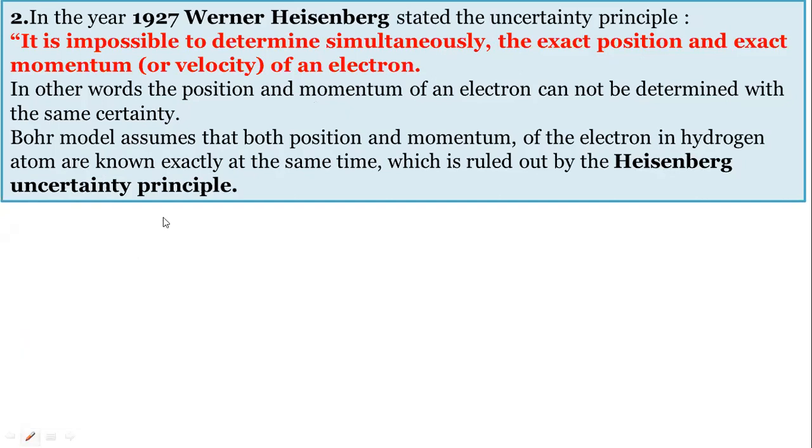According to Bohr's suggestion, opinion and result, Bohr said that we can find position and momentum at a time. But Heisenberg says that it is not possible to determine simultaneously the position and momentum. We cannot find them. So this is a main failure of Bohr's theory.